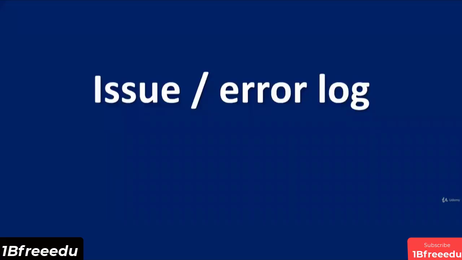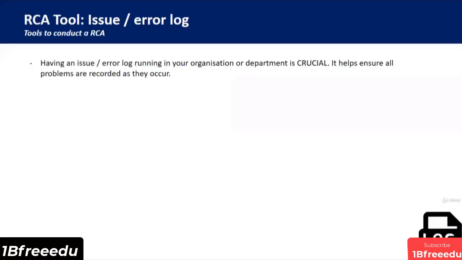So the next tool that we can look to explore is the issue or error log. Having an issue or an error log running in your organization or department is crucial. It helps ensure all problems are recorded as they occur. Now, I've worked in a number of organizations before which either don't have issue or error logs, and trust me, the impact on that is vast.